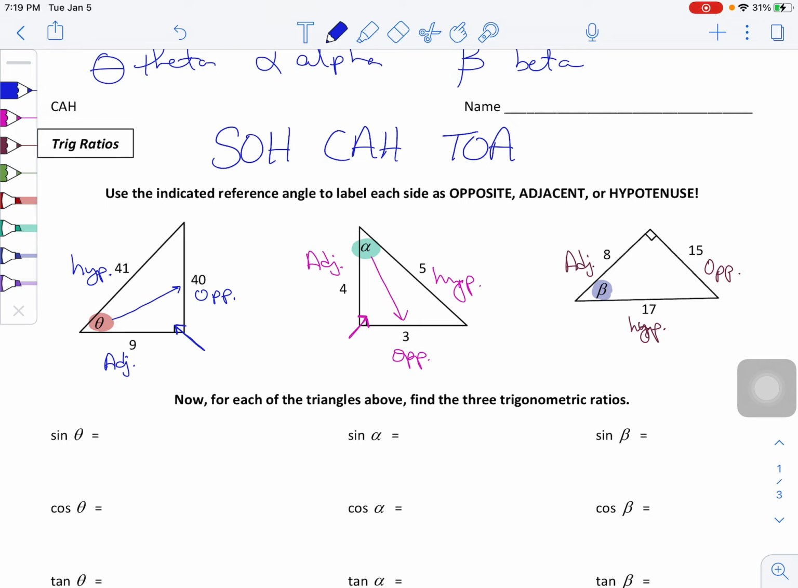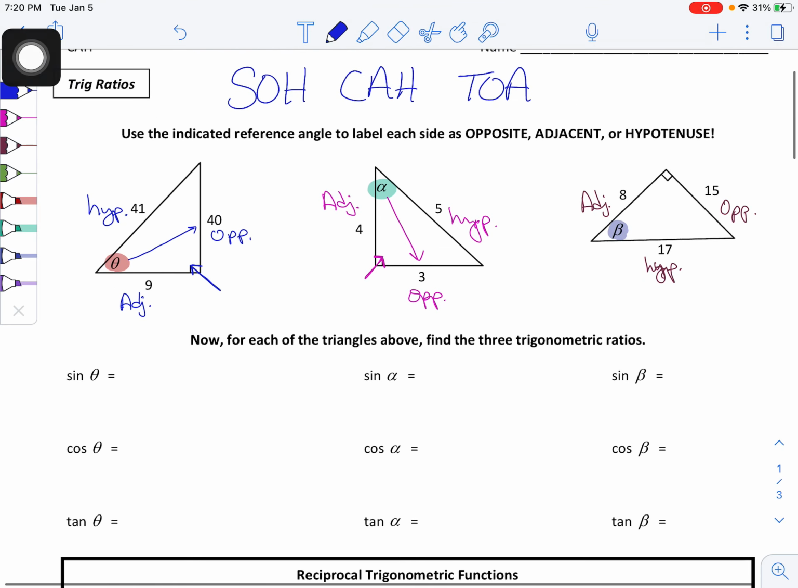And you may have heard this in the past. I know we've taught it maybe in Math 3. But basically what this is going to tell you is sine, that's the S, is opposite over hypotenuse. Cosine is adjacent over hypotenuse, and tangent is opposite over adjacent. So that's one of the ways to remember it.